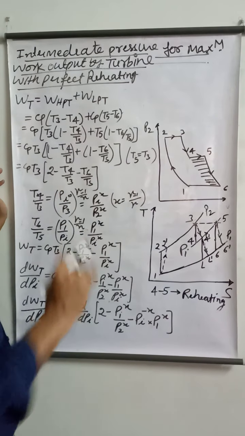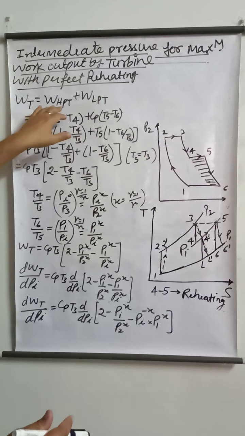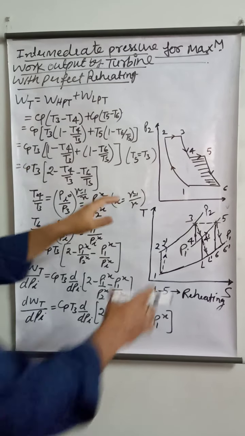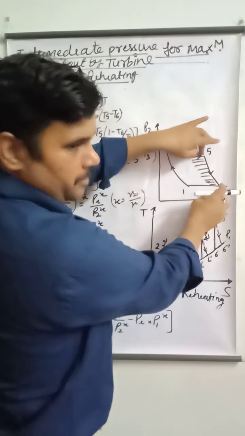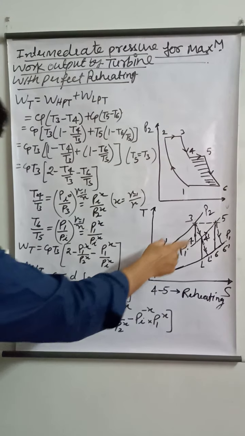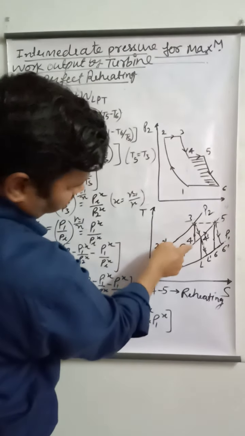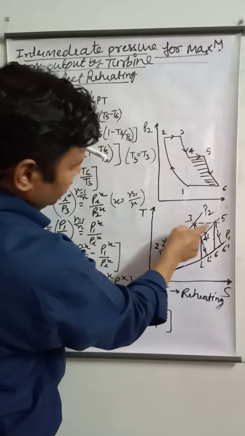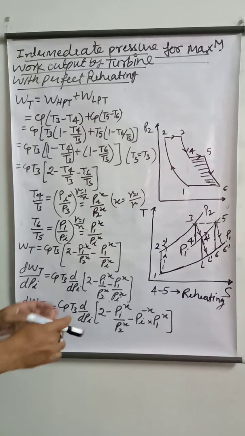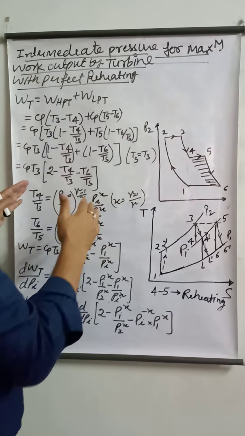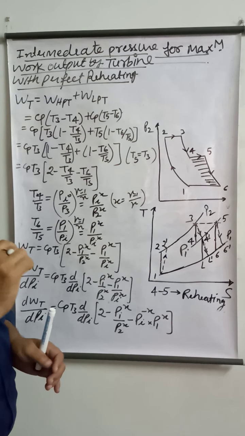This is very important. So the net work, the total work done, is equal to the work by the high pressure turbine plus the work by the low pressure turbine, right? So Cp(T3 minus T4) plus Cp(T5 minus T6). Mind one thing here: this expression is derived only for an ideal process, meaning only for an isentropic process, okay?